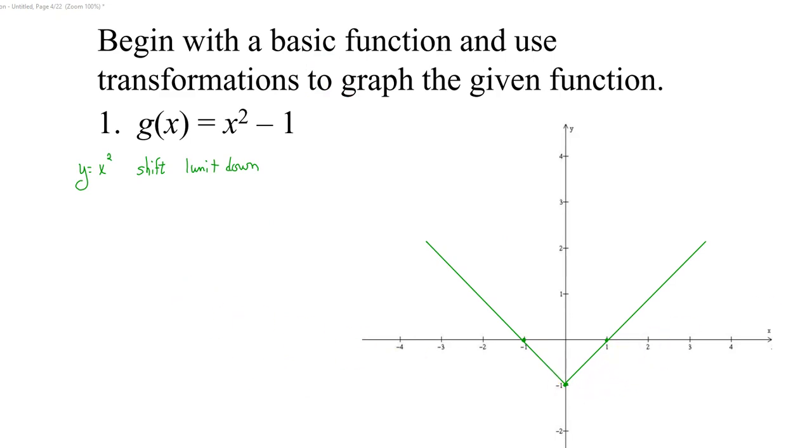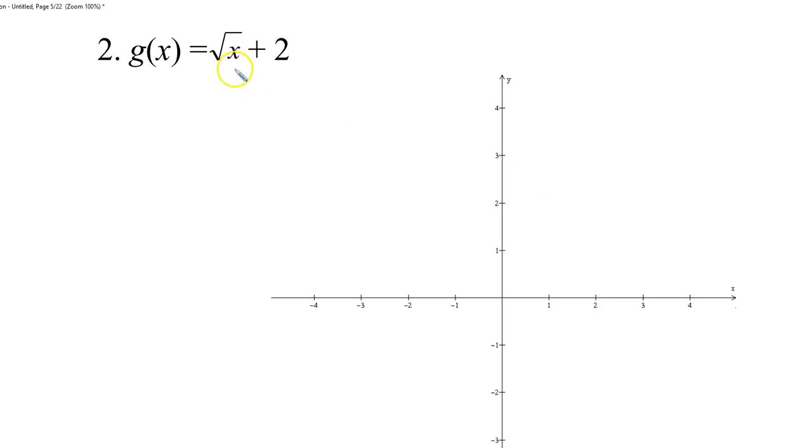So we're going to do that for every single one of these. So number 2 here, the basic toolbox function is the square root of x. Remember we talked about that square root of x is kind of that sideways half of a parabola, and in this case we're going to shift it how many units? Hopefully you're answering at home. We're going to shift it 2 units, and because it says plus, we're going to shift it 2 units up. You can participate too. I just can't hear you. So rather than starting here at 0, 0, which is where my square root of x would normally start, it's going to start at 0, 2. Your point that was at 1, 1 is now going to be at 1, 3.